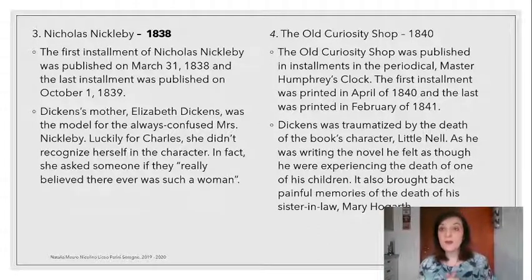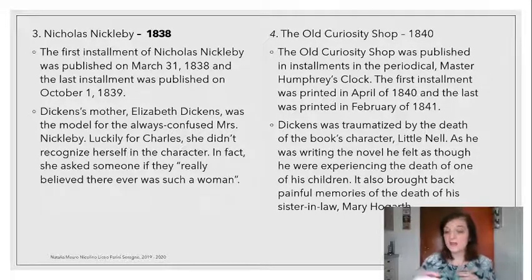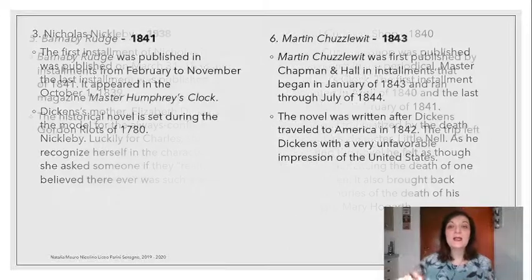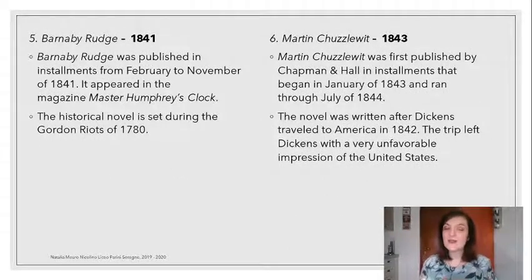The fourth novel that he published was The Old Curiosity Shop, and it was published in installments between April 1840 and February 1841. And in order to write this novel, he took inspiration from the death of his sister-in-law, Mary Hogarth. As you know, Mary Hogarth was his wife's sister.